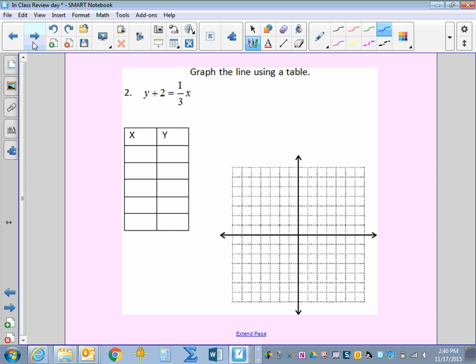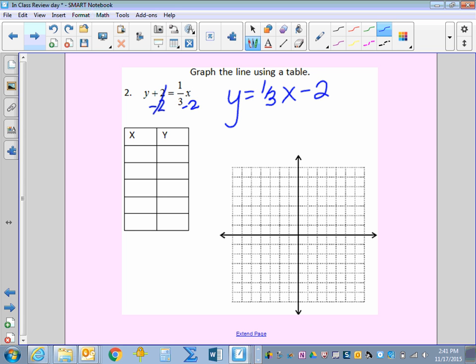Alright, so number 2. We want to get this in y equals. How do I get y by itself? Subtract 2. Good. Can I combine 1/3 x and -2? No. Why not? They're not like terms. This has an x, and that one does not. So we have y equals 1/3 x minus 2.